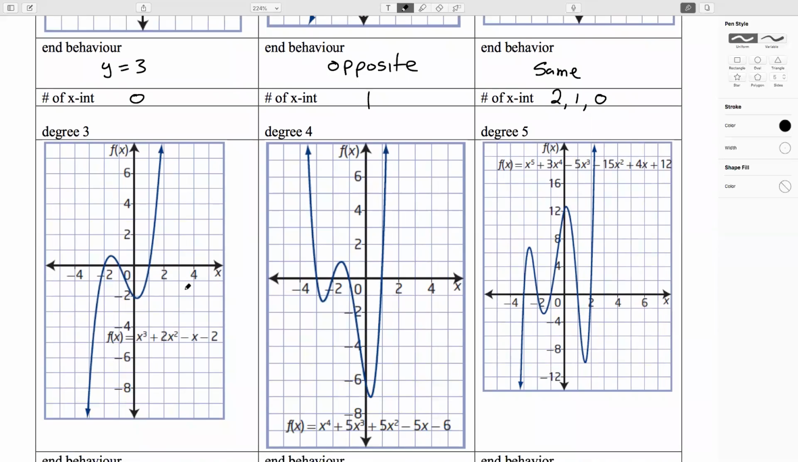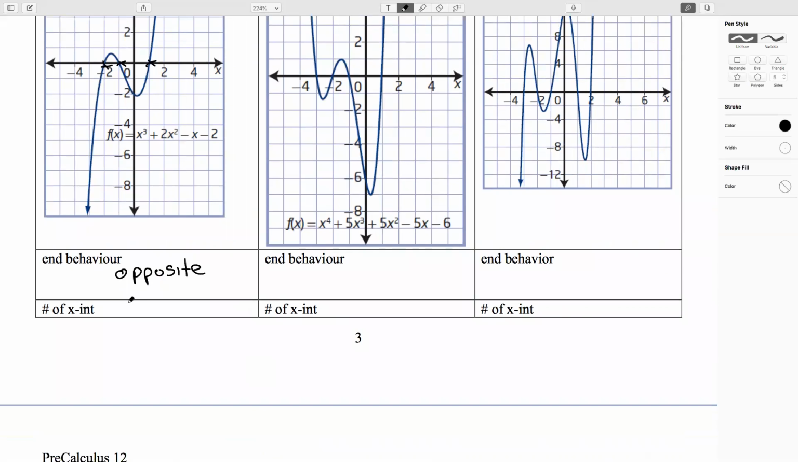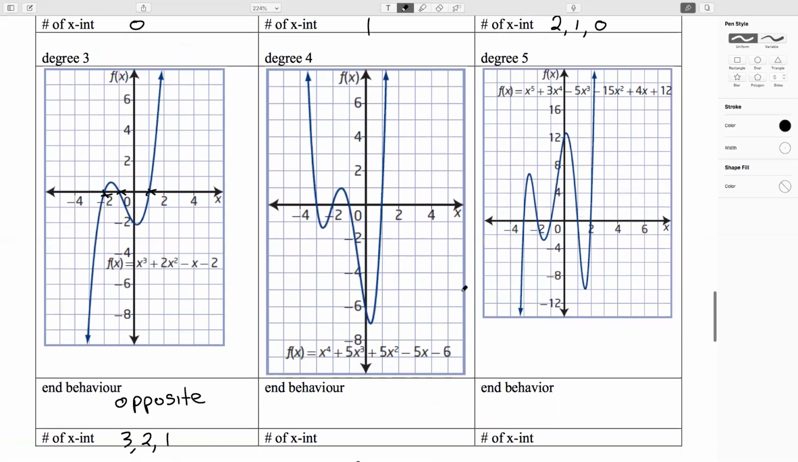Degree 3, we have opposite end behavior. And then the number of x-intercepts can be 1, 2, or 3. You have to have at least 1 because of the opposite end behavior, but the second and third depend on the function. So you can have 3, 2, or 1. This is called a cubic function. Degree 4, those are called quartic functions.